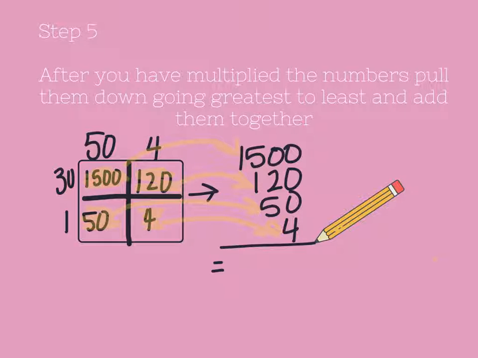0 plus 0 plus 0 plus 4 equals 4. 2 plus 5 plus 0 equals 7. 5 plus 1 equals 6. And then you just bring this 1 down and you have your answer, 1,674.